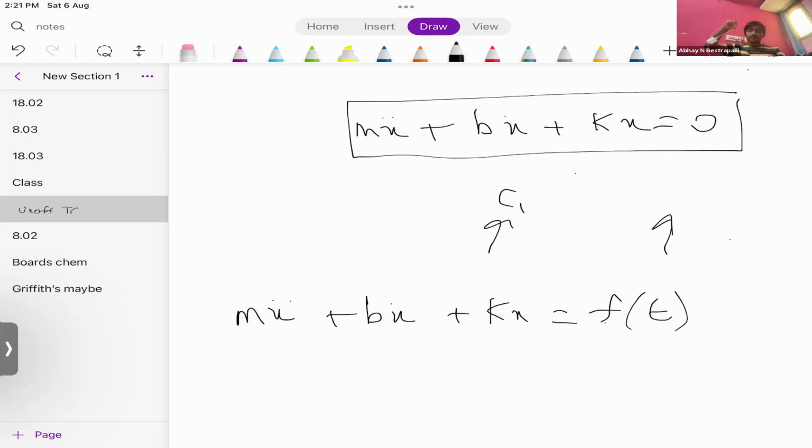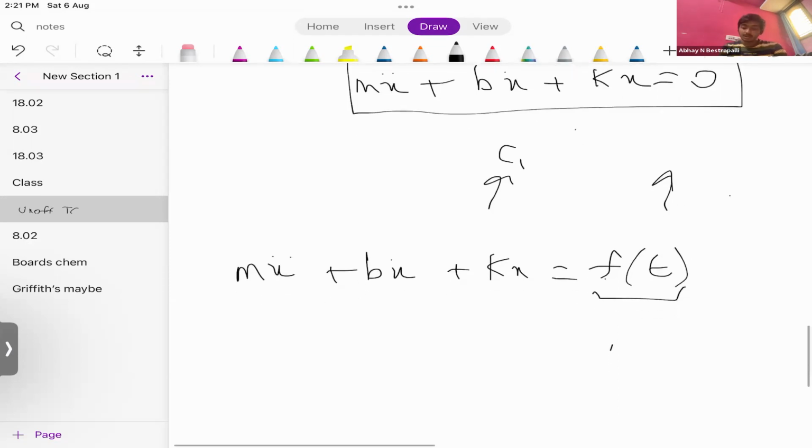Now I'm moving my hand, adding an additional force. Remember that if we compare this to physics, the ma, bv, and kx are all forces. So we're adding an additional force that doesn't depend on x. It's doing its own thing. Wherever x is, wherever the pendulum is, it doesn't matter. If I'm moving my hand, that's what this f of t is doing.